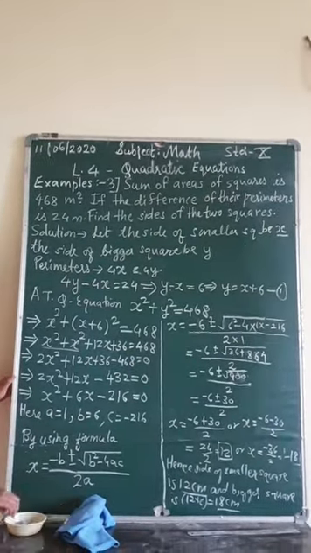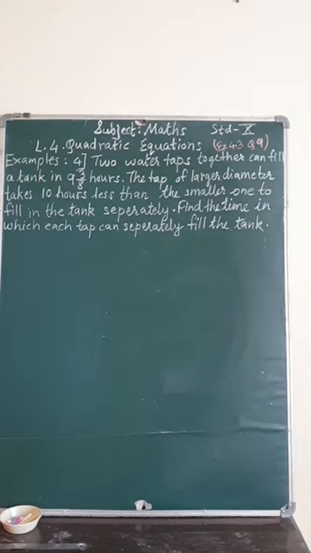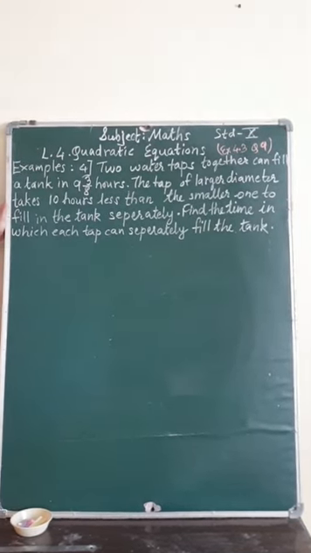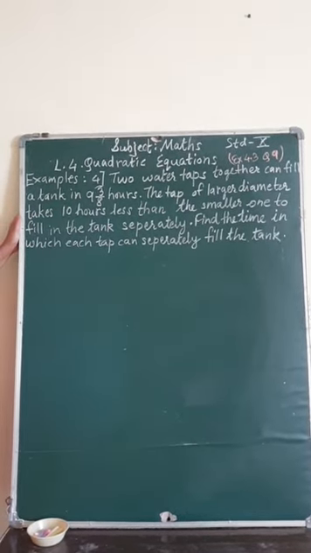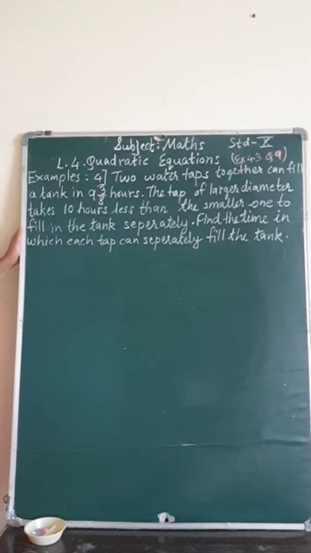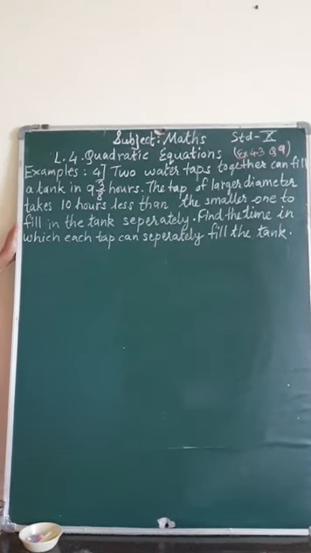Let's see the fourth example. This is a question of exercise 4.3, question number 9. Two water taps together can fill a tank in 9 whole 3/8 hours. The tap of larger diameter takes 10 hours less than the smaller one to fill the tank separately. Find the time in which each tap can separately fill the tank.